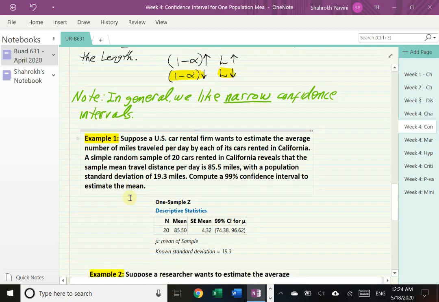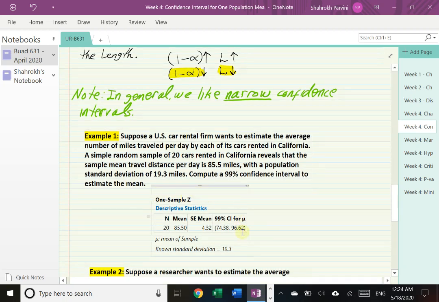And as you can see, there you go. Pretty simple. Without knowing that formula in Minitab, we're doing a one sample Z confidence interval. Sample size is 20, mean of 85.5, and the confidence interval runs from 74 to 97.